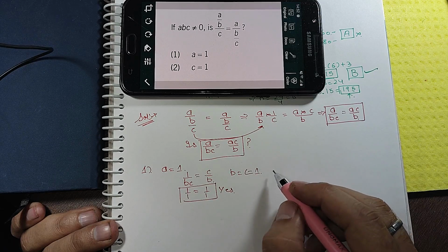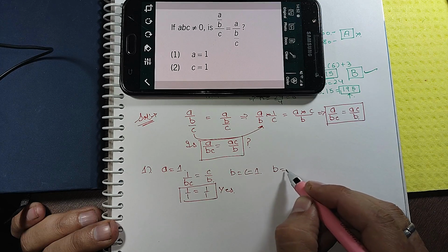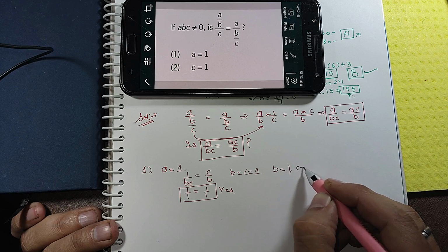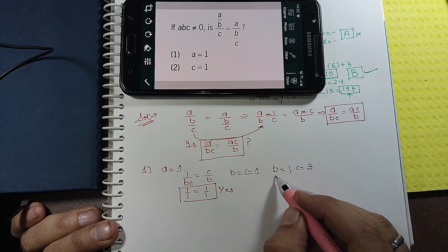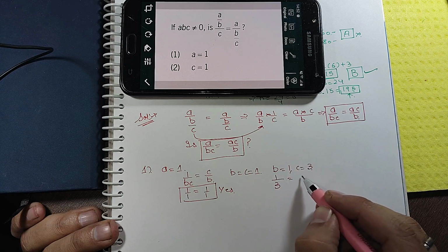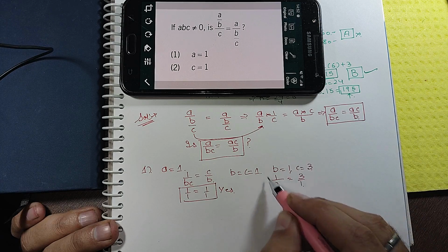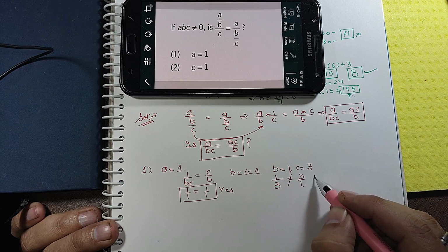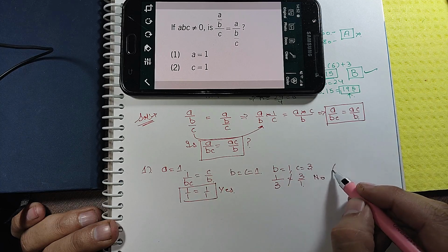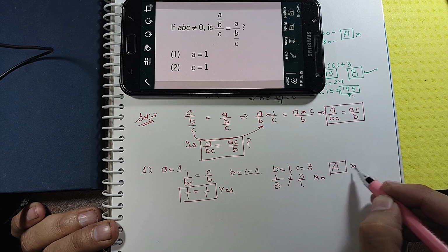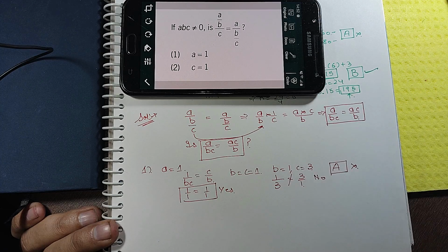But hold on, we will take some other values. Let us suppose B is equal to 1 and C is equal to 3. In this case 1 upon BC will be 1 by 3 and C by B will be 3 by 1. So 1 by 3 is not equal to 3 by 1, so we will say no, this is not equal. So statement A gives us a may or may not be condition, so we will say statement A is not sufficient to answer our question.